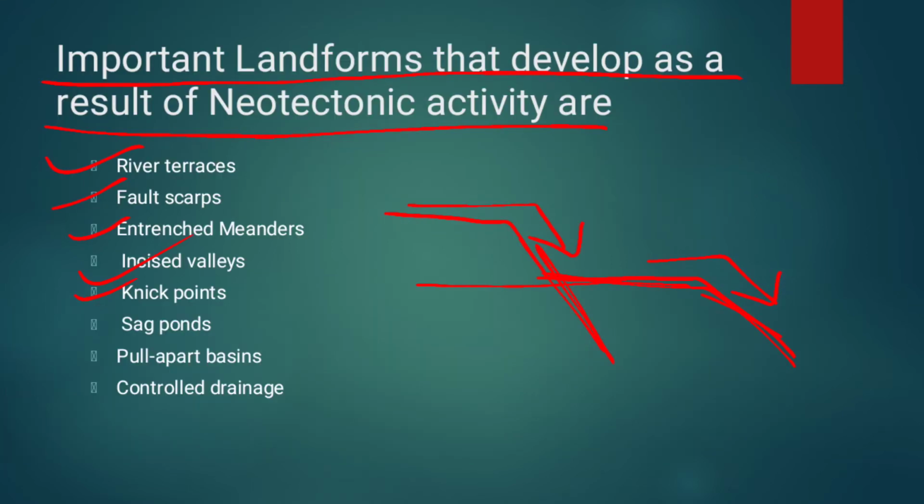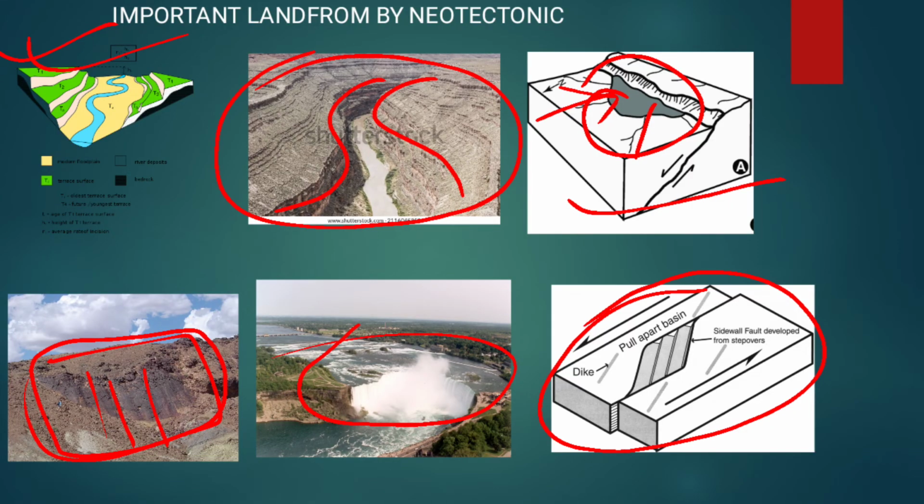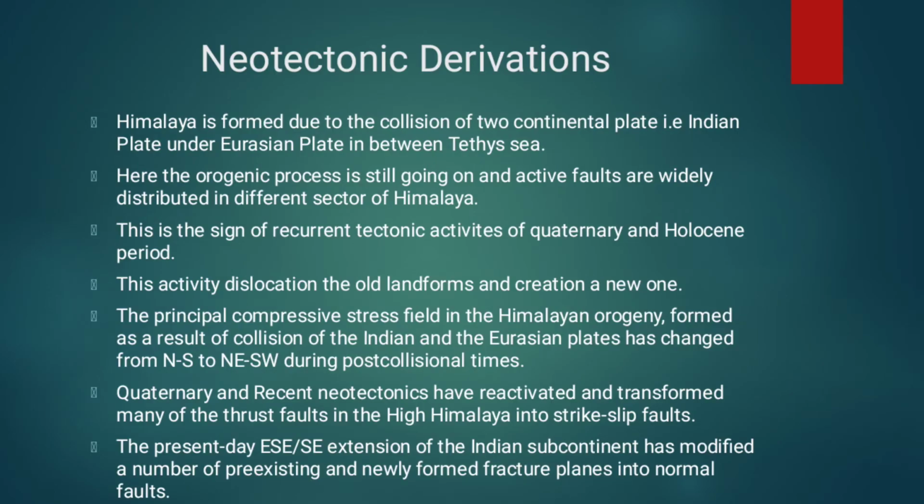Okay, so what are the landforms that can be formed because of neotectonic activity? First, river terraces can form, fault scarps, then incised meanders, then we have sag ponds, then nick points, incised valley, pull apart basins. Okay, next, these are all about the diagrams. Now neotectonic derivations, I think the last slide.